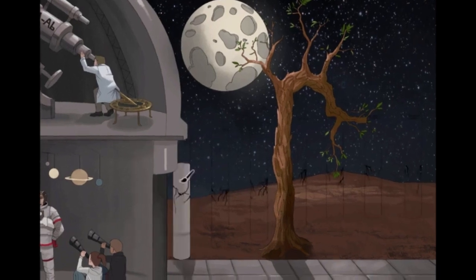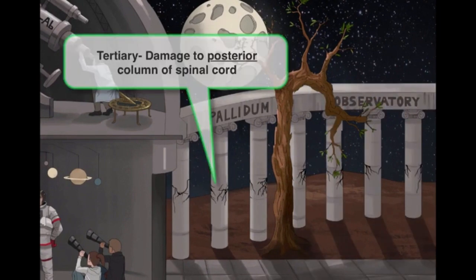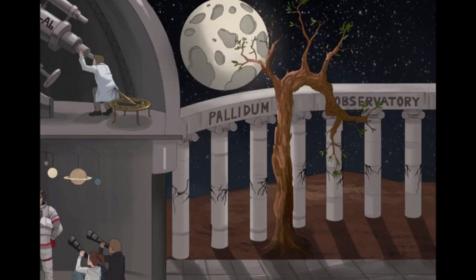So to represent damage to the posterior column of the spinal cord, we'll add some columns here in front of the Pallidum Observatory. Notice the columns are in the back of the picture, so these are posterior columns that we're showing are cracked and damaged.